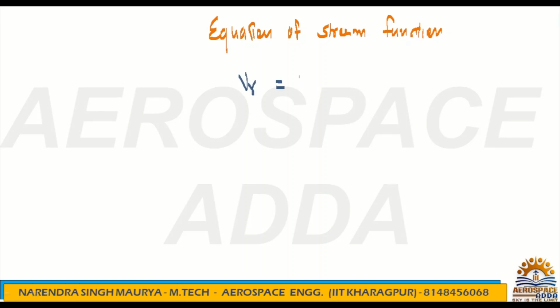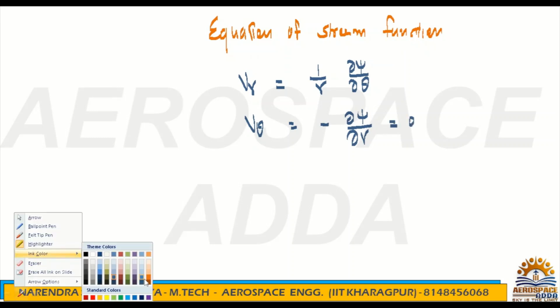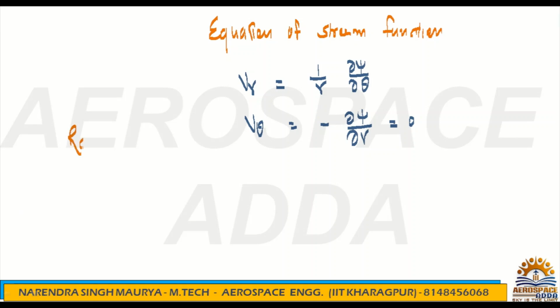What is the radial velocity? If you write, the radial velocity is nothing but 1 by r dou psi by dou theta. And obviously v theta is nothing but minus dou psi by dou r. But this value will be 0, because for radial flow, tangential velocity v theta will be 0. So where we have to focus? We have to focus on Vr. What is the Vr?